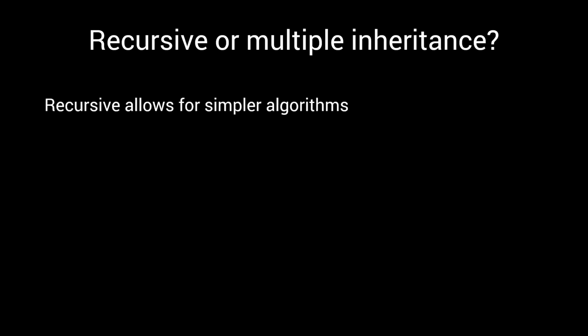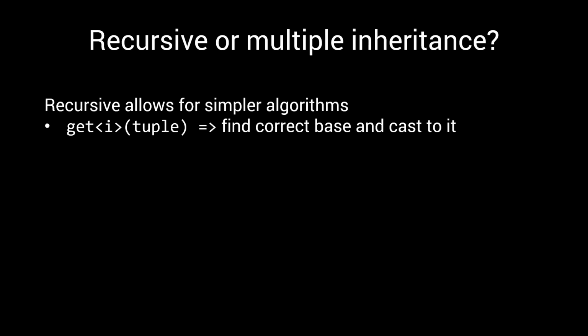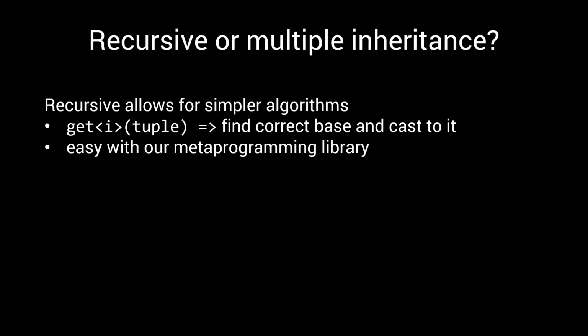For this metaprogramming series, however, there are two main aspects that are important: simplicity and performance. In general, recursive tuple implementations are a bit simpler, as are the algorithms that manipulate them. For example, as I said before, implementing a get function boils down to finding the correct base class and casting to it. With the extensive metaprogramming library that we have built up in the previous episodes, we can easily do the type manipulation needed to find this base class, given an index and a tuple. Therefore, we will go for the recursive approach in this episode.